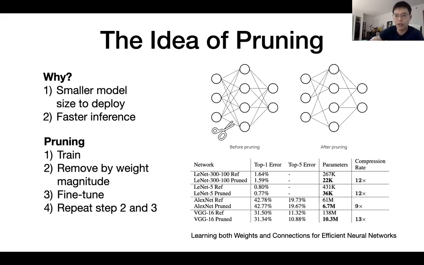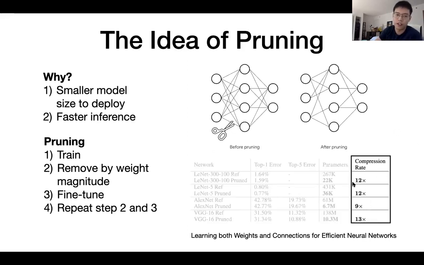So I can show you some results of how well the pruning works. Basically on the left side here are just some typical models we are using nowadays. And you can see the compression rate after pruning: it can reduce the number of parameters by almost an order of magnitude. And you can see the loss here doesn't change too much. This is for ImageNet, this is for CIFAR 10, and this is for MNIST. The top one error changes by no more than 1%, still within the 1% range. So we can see the pruning process is very successful these days.